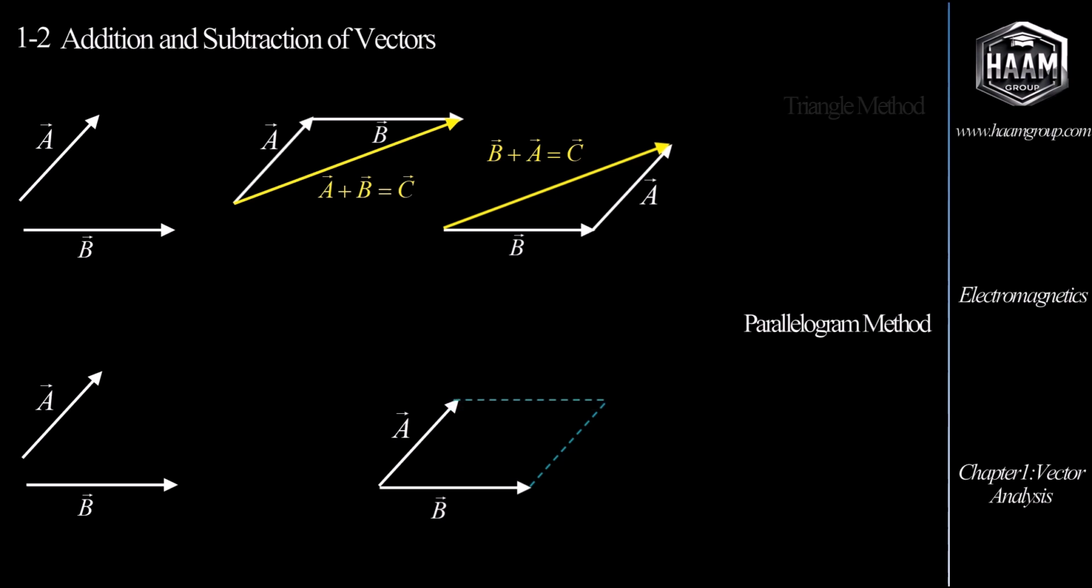Once the parallelogram is complete, draw its diagonal starting from the common origin. As shown, this diagonal is the resultant vector C, which represents the sum of the two vectors.